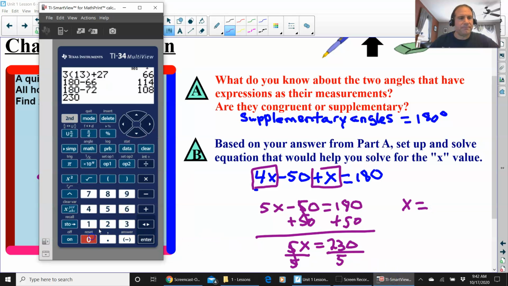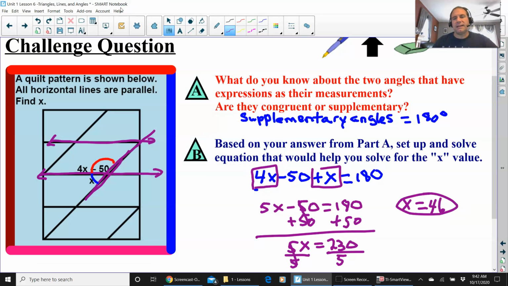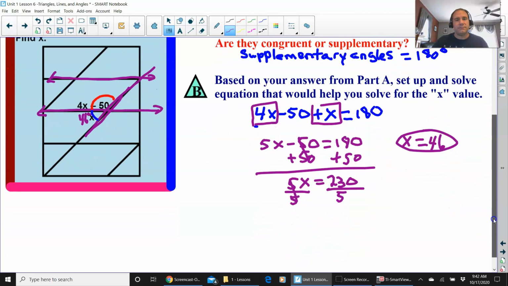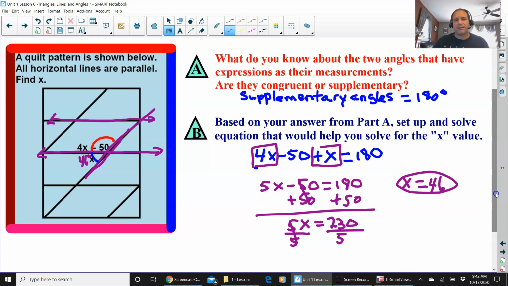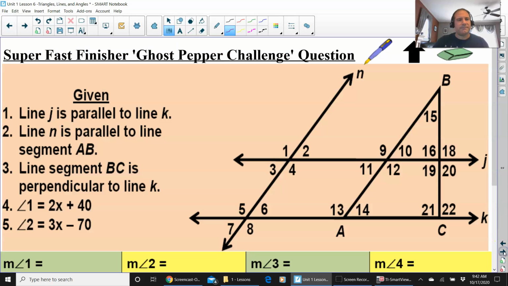230 divided by 5, 46. You have answered the problem. That's all they wanted. They didn't want an angle measurement, even though you could get angle measurements if you substitute this in. And actually this is 46 degrees. But you don't need to do that. It says based on your answer from part A, set up and solve an equation that would help you solve for the x value. That's what you would do. All right, and that is that.